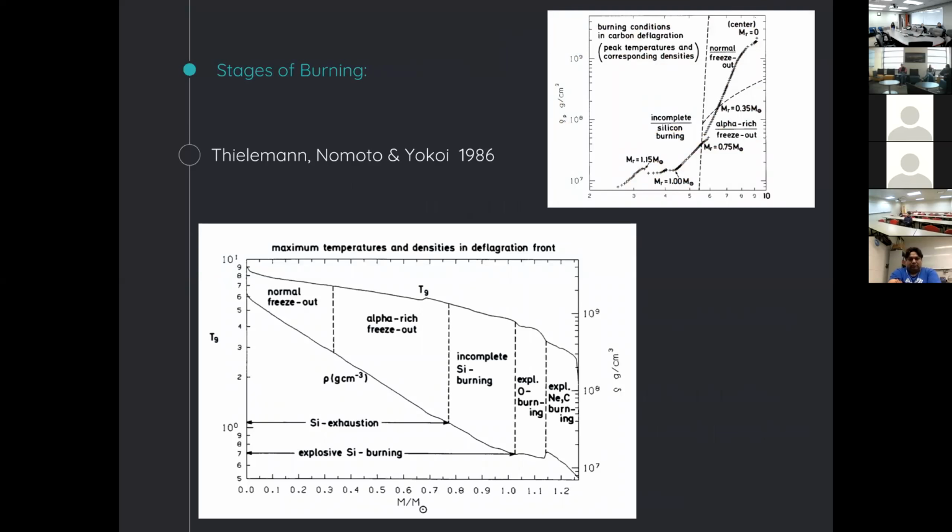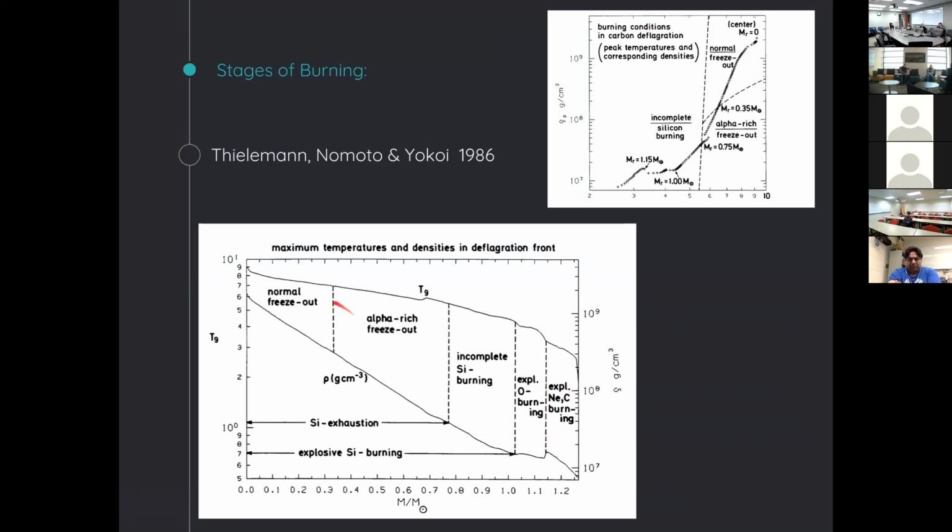So this is Thielemann, Nomoto, and Yokoi in '86, and you can see there are different regions of burning for different given temperature and density. So the temperature here is the top line, and the density here is given at the bottom. And so for temperatures between, let's say, 4 gigakelvin and going down to about 0.7 gigakelvin, 10 to the 7 grams per cubic centimeter, sorry, you can expect to have explosive neon and carbon burning.